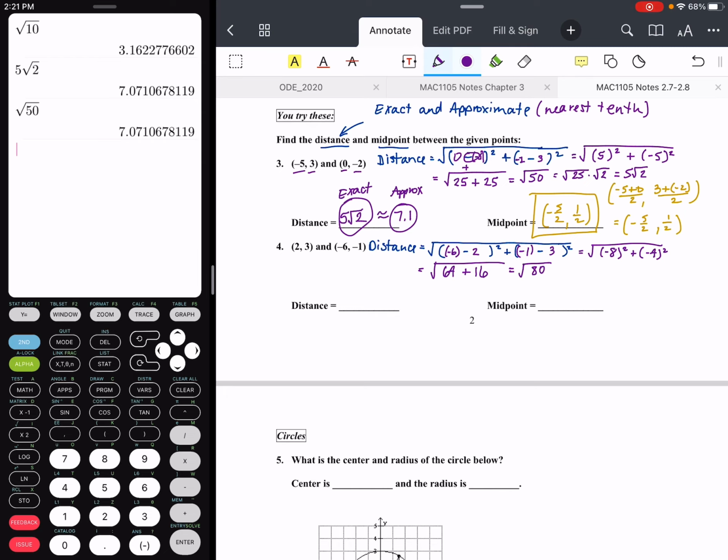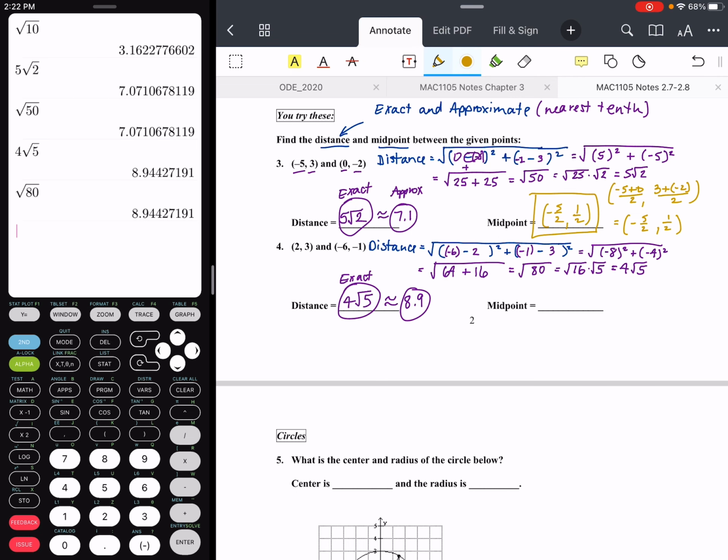And now we can start simplifying. So first we're going to simplify the radical. I can see that the perfect square of 16 is a factor. So square root of 16 times square root of 5 gives me 4 square roots of 5. So the exact answer is 4 square root of 5. And then the approximate, rounding to the nearest tenths place, I can either type 4 square root of 5, which gives me approximately 8.9, or I also could have typed square root of 80 because those are equal, and that still gives me 8.9.